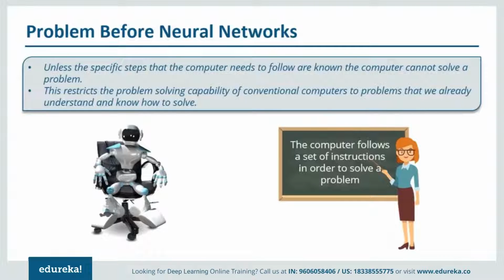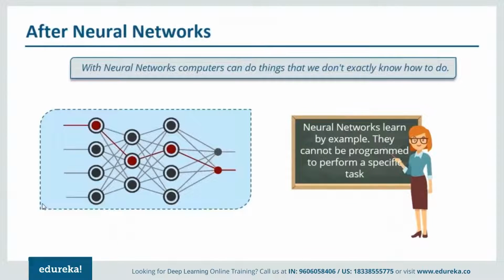But what about those problems whose answer we have no clue of? So that's where our traditional approach was a failure. So that's why neural networks were introduced. Now let us see what was the scenario after neural networks.